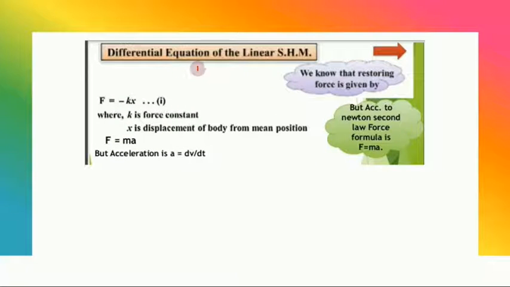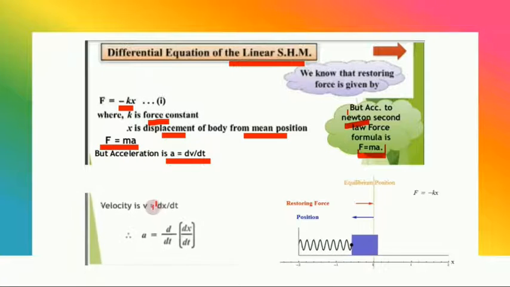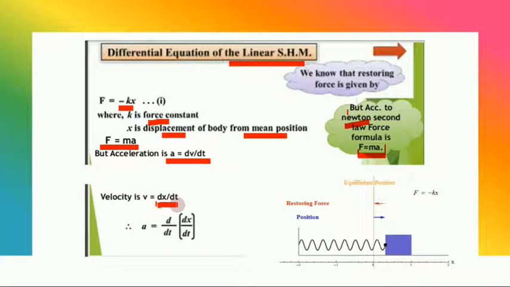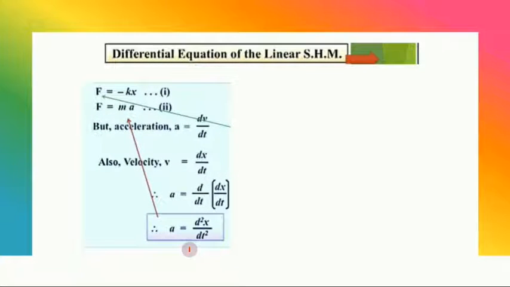Next, we will see the differential equation of linear simple harmonic motion. We know that the restoring force is given by F is equal to minus kx, where k is the force constant and x is the displacement of the body from the mean position. But according to Newton's second law, F is also equal to ma, and acceleration is dv by dt. Also, v is equal to dx by dt. Therefore, acceleration can be written as d by dt of dx by dt. Since we are finding the differential equation, that's why we are using differentials here.